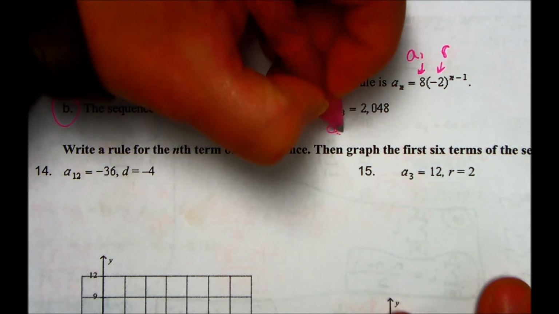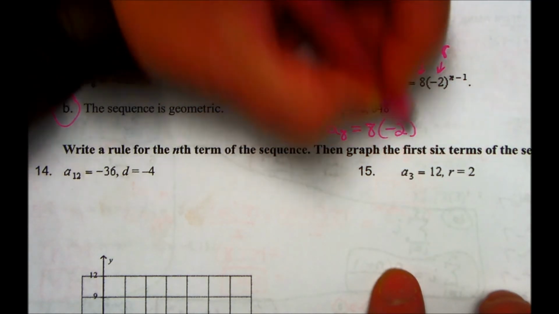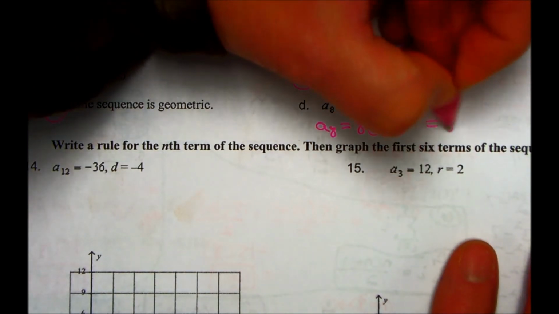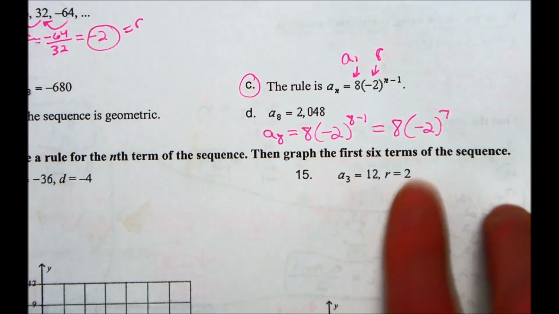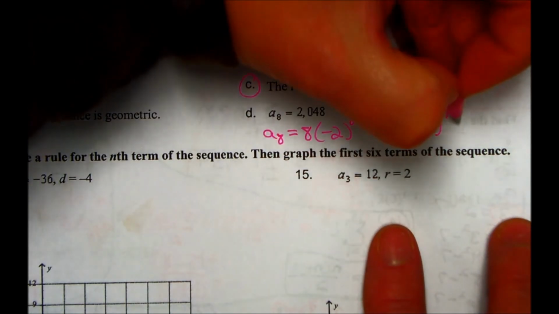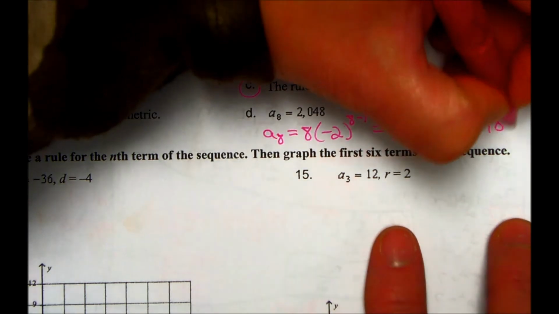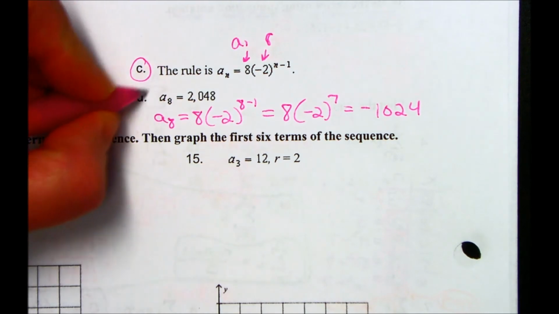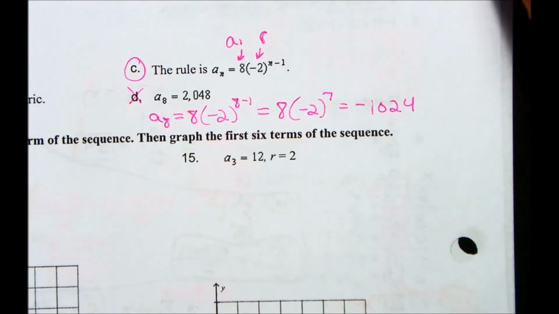Let's see if we do get 2048. So a sub 8 is going to equal 8 times negative 2 to the 8 minus first power. So that's going to be 8 times negative 2 to the 7th power. And again, if I just plug that in the calculator, I get negative 1024. So that is not the same as 2048. So that one is not a true statement. But that's how you would figure it out, by plugging it in.